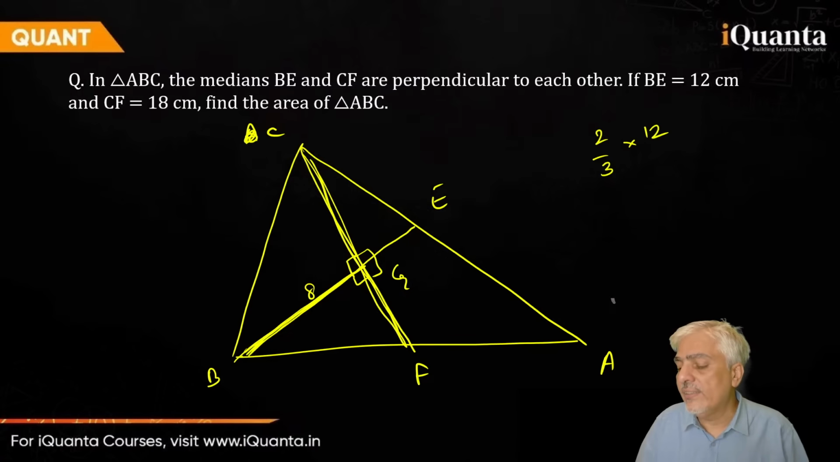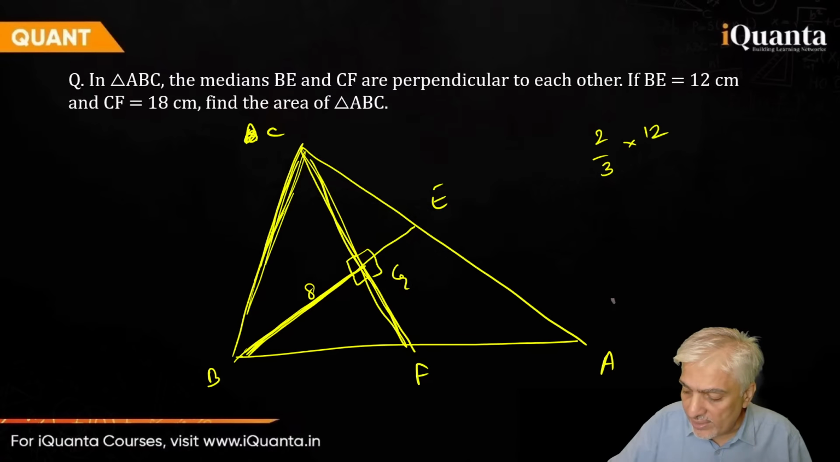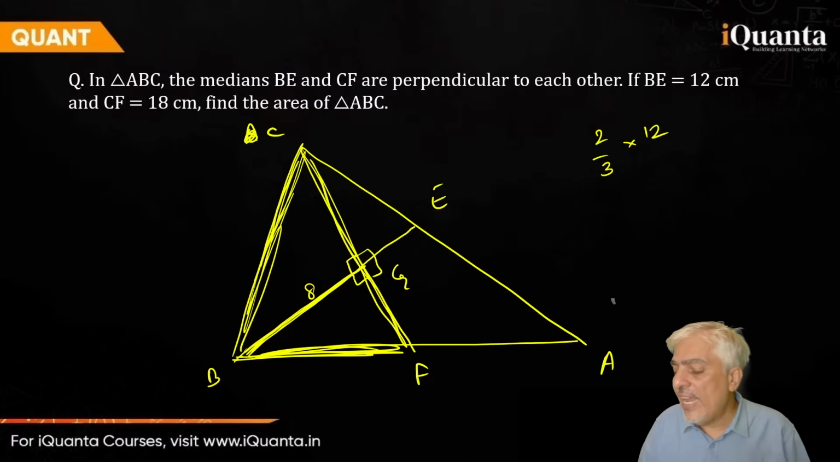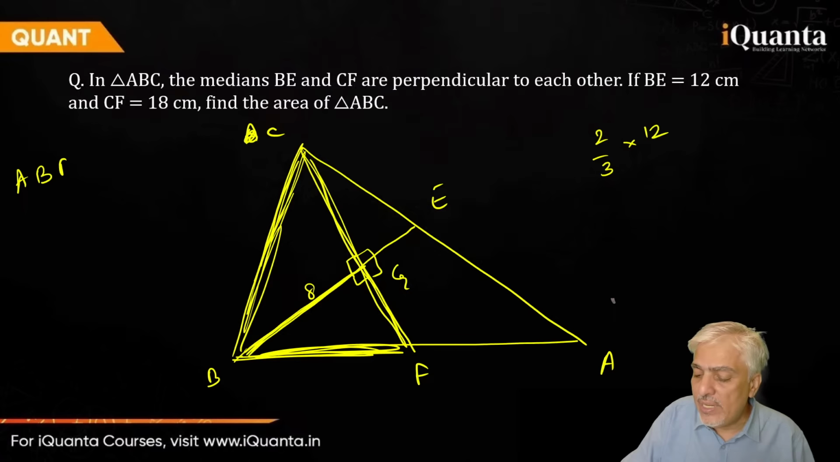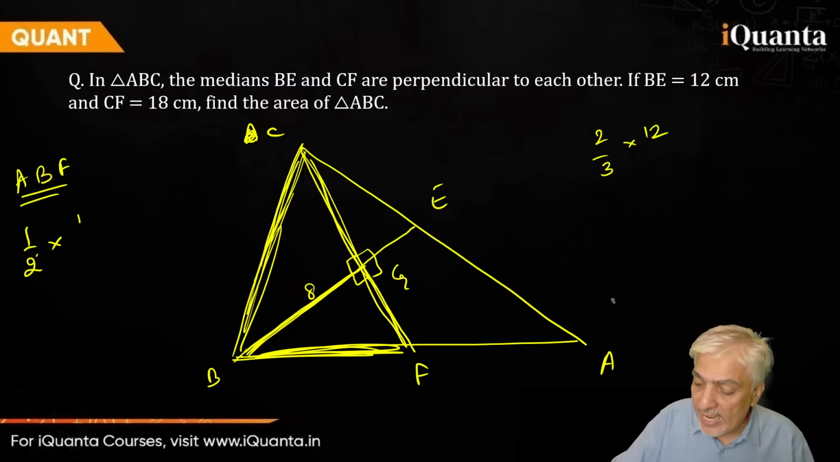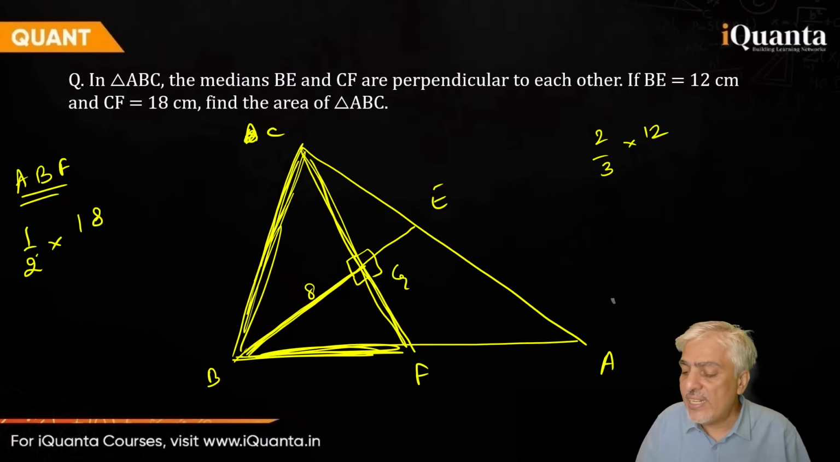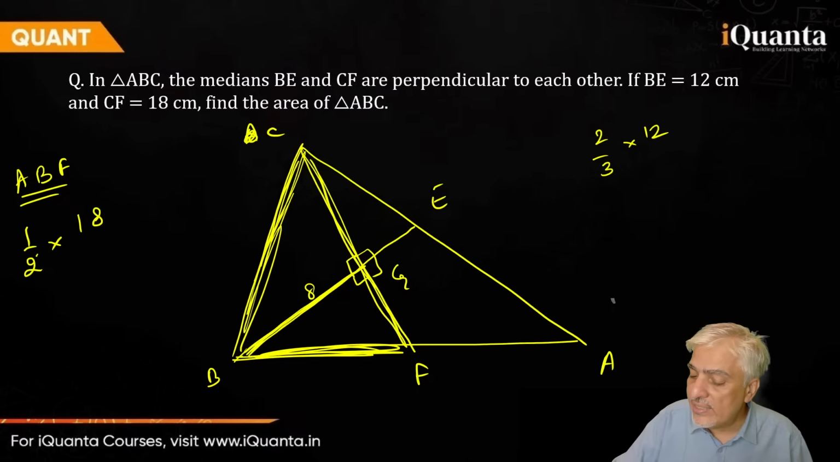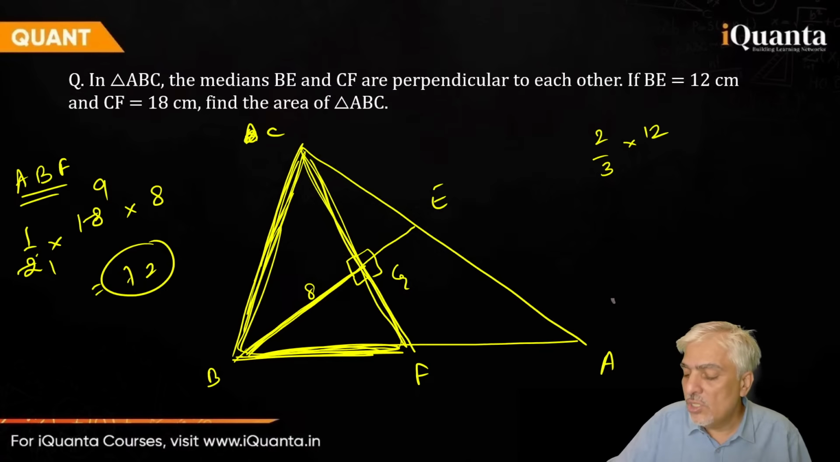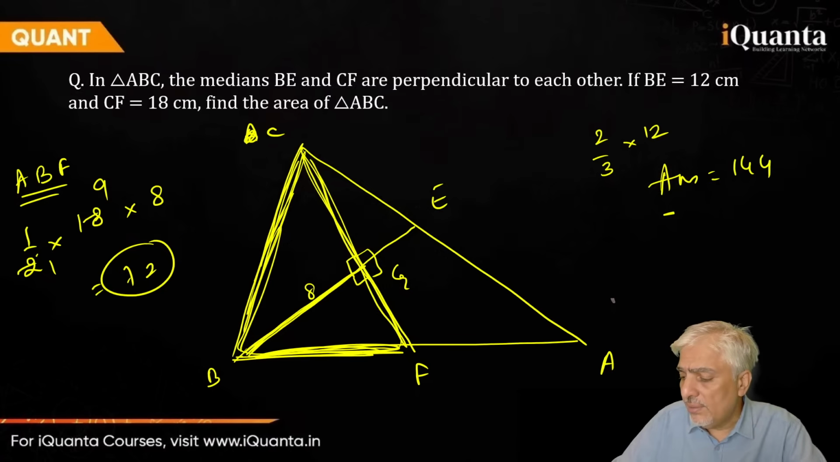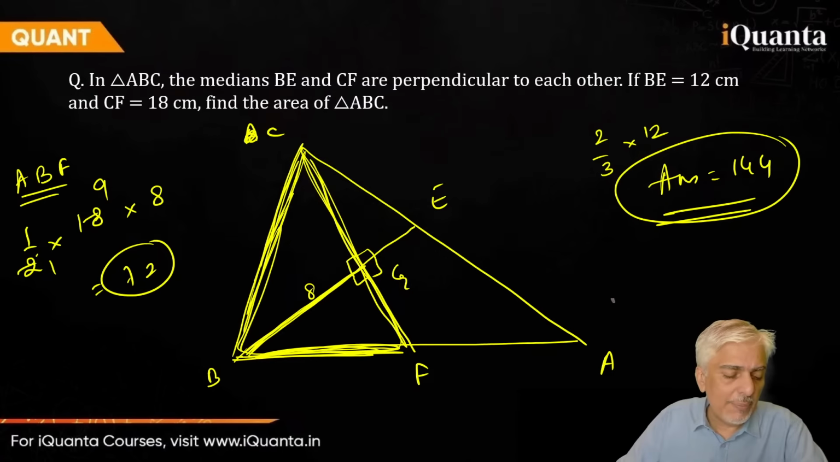There I don't even need to do anything. Now just calculate the area of this triangle ABF. Area of triangle ABF: half into CF, which is 18, and BG, which I wanted, is 8. Done. 72 is the area of this triangle. So the area of the whole triangle becomes 144. Over. Easy question. But I remember in CAT so many people not getting this question.